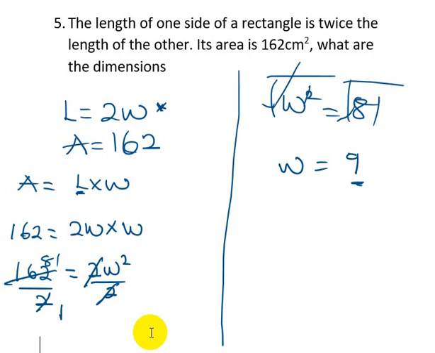So it means that the width is 9. Now the length from the question was 2w, right? So if the width is 9, the length will be what? 2 of what? 9. And that is, length will be what? 18. So meaning the length is 18 and the width is 9. So from the question, the one side that is twice is the length, okay? That is 18 and the other side is 9. Okay, so that is that for question 5. I hope you are following.